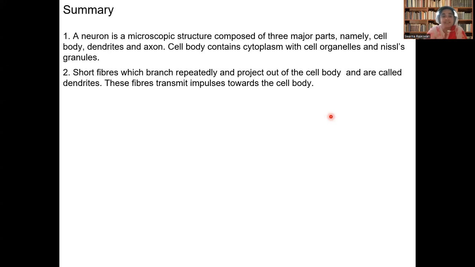And the short fibers which branch repeatedly and project out of the cell body, we call them dendrites. So what is the function of these dendrites? They transmit the impulses towards the cell body.